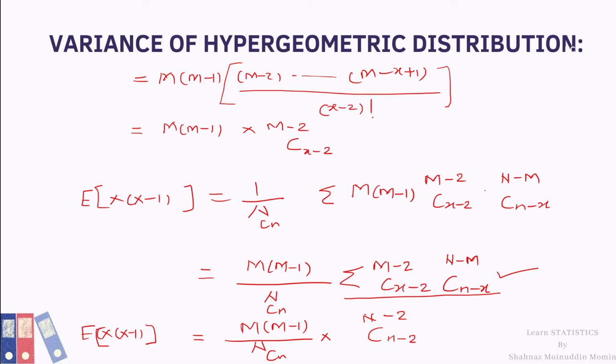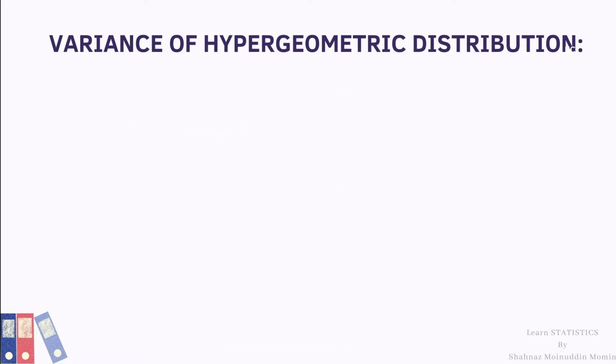We will simplify these two combinations, then we get the expected value of X into X minus 1 is equal to m into m minus 1 into n into n minus 1 into N minus 2 factorial divided by N minus 2 factorial into N minus n.